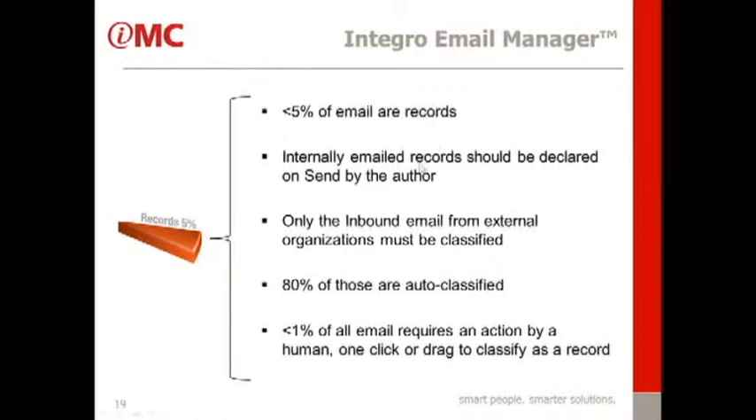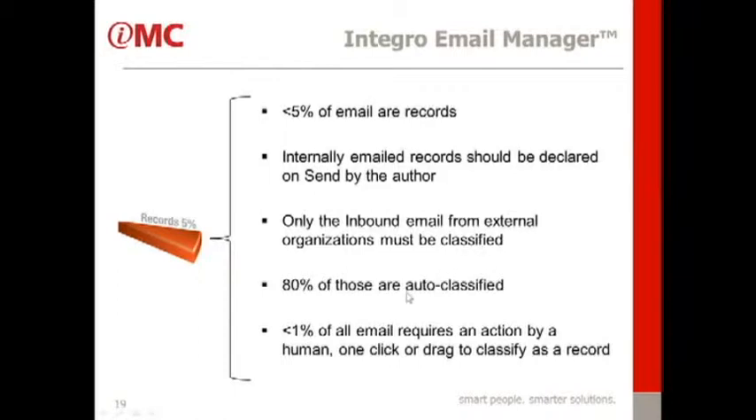But then all the recipients, they can see visually with an icon that that was already declared as a record, so they just know it's already been declared as a record. They've got a convenience copy and no action is required by them. So that reduces the 5% by the ones that were just done internally. And so that means only the inbound email from external organizations has to be classified.